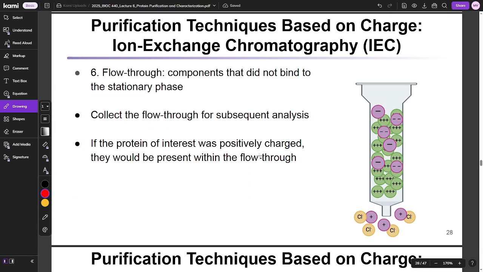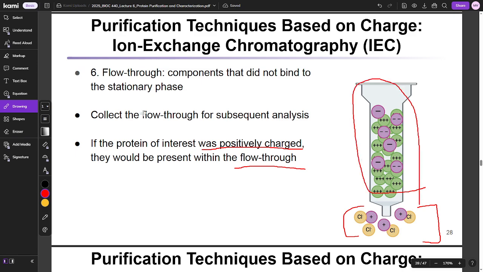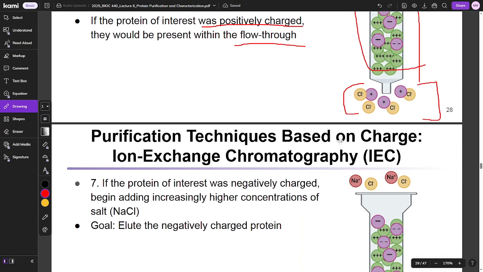The analysis depends on what type of protein you're looking at. If the protein of interest was positively charged, it would be present in the first round of liquid. But once you elute out this section here, if your protein is negatively charged, it would be in the second round of elution. So the first round of elution has these positive charges with the chlorides, and the second round of elution has these negative charges.